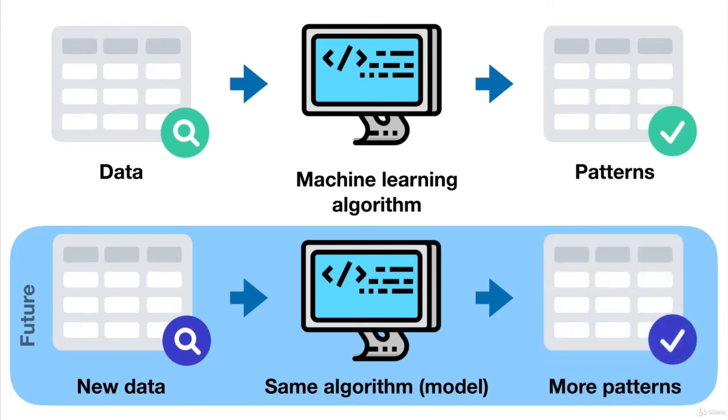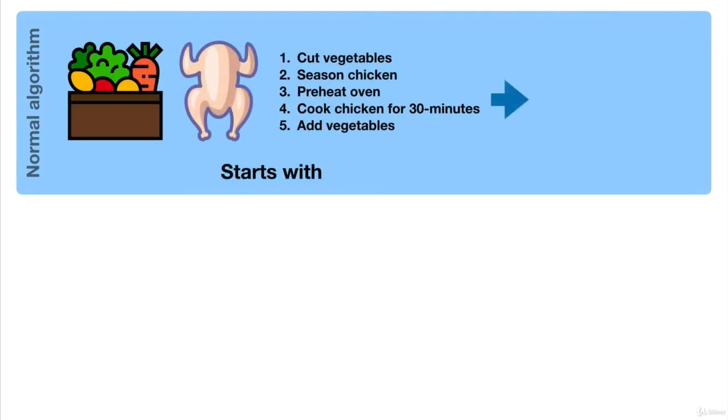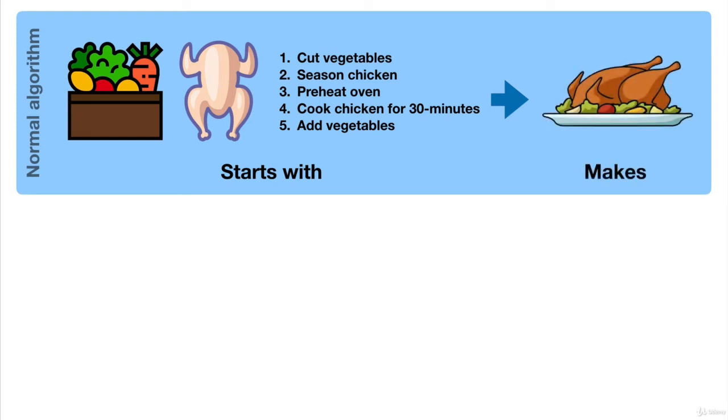How machine learning algorithms differ from normal algorithms and computer programs is the learning aspect. Let's use an example, where a normal algorithm could be a set of instructions, such as how to turn a pile of raw ingredients into your favorite honey mustard chicken dish. The set of instructions might start out by saying, first, cut up the vegetables, then season the chicken, then preheat the oven, etc. And if you follow these steps correctly, you'll end up with your favorite honey mustard chicken dish.